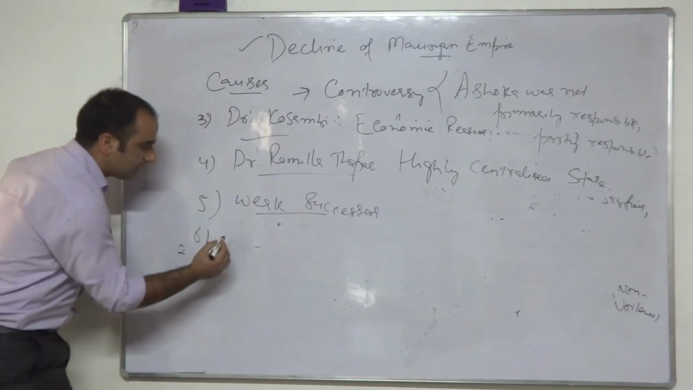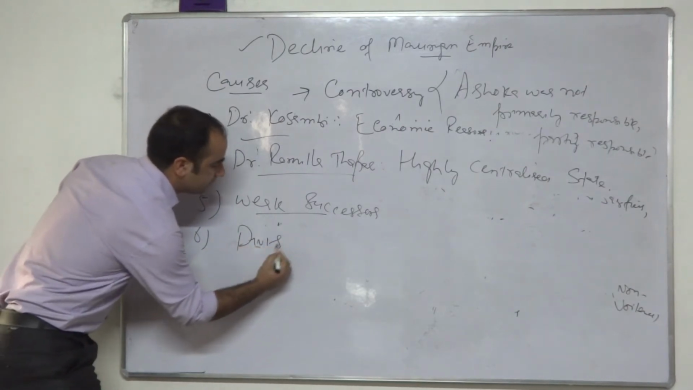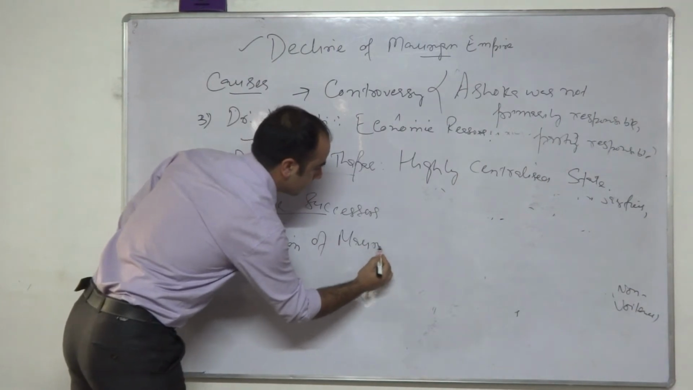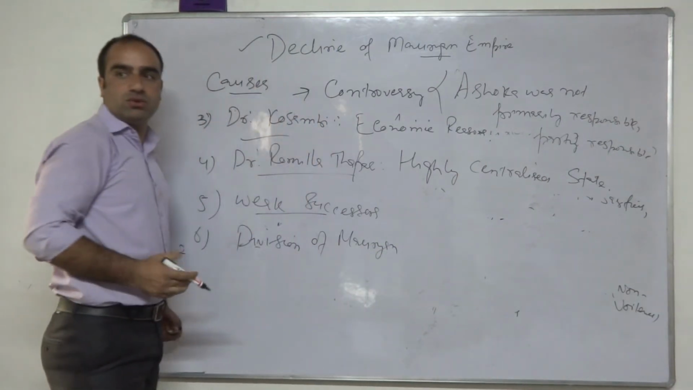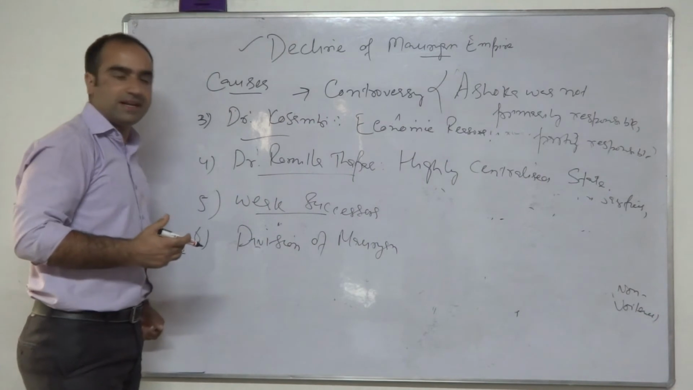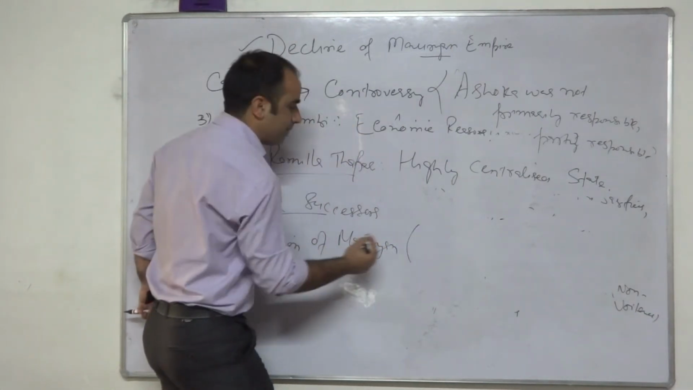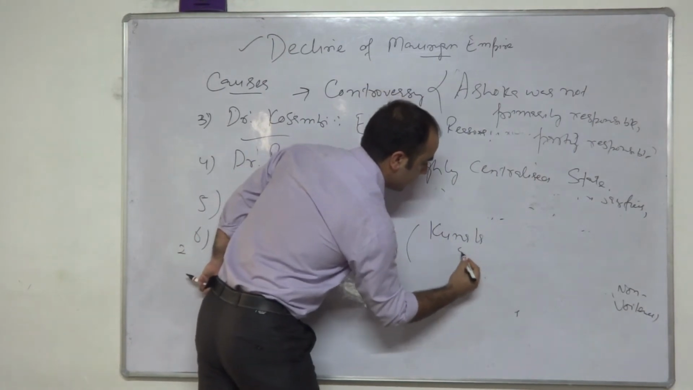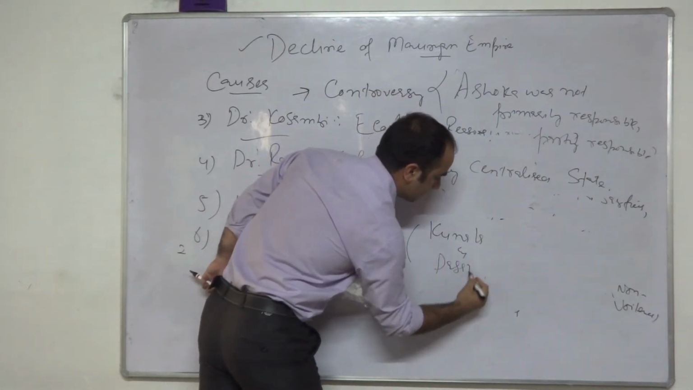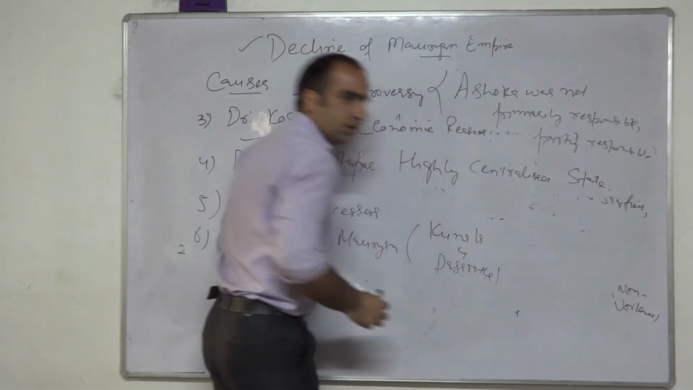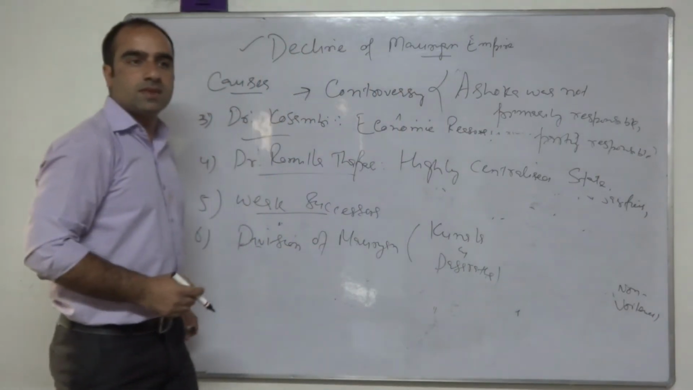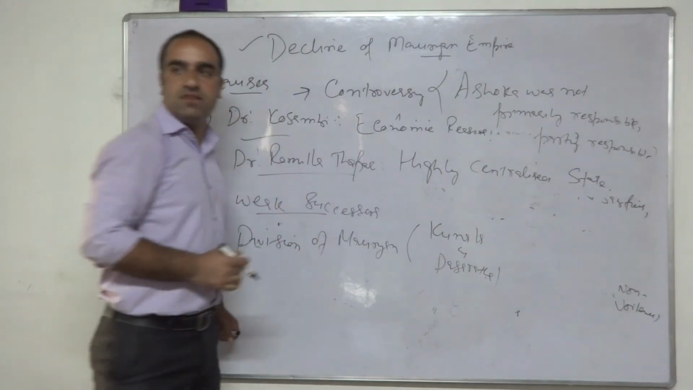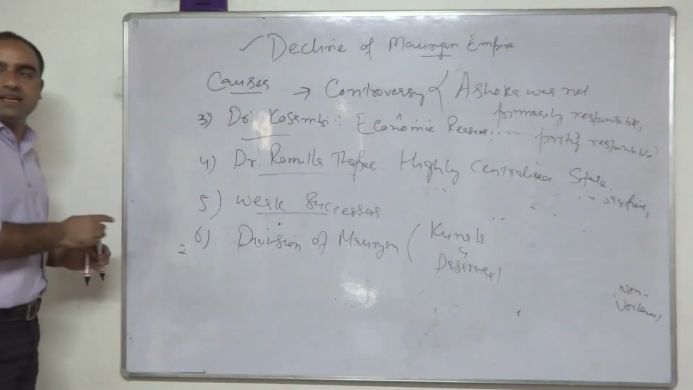Again, as the historians put it, the division of the Mauryan Empire. After Ashoka, the Mauryan Empire got divided into two parts, headed by Kunala and Dasaratha. The division occurred in the Mauryan Empire. This division led to the decline of the Mauryan Empire, so it can be another important cause.